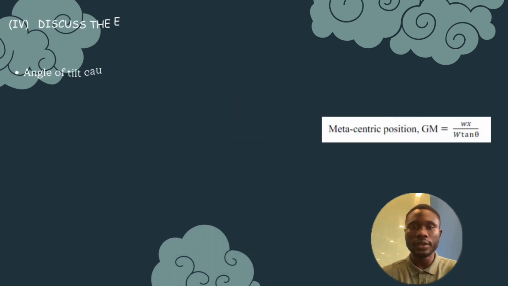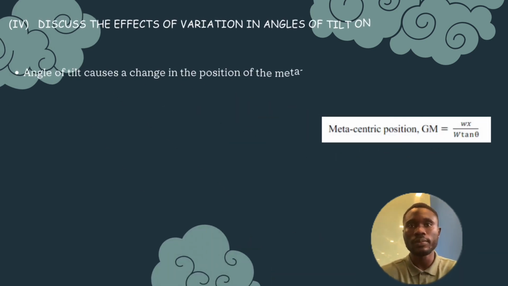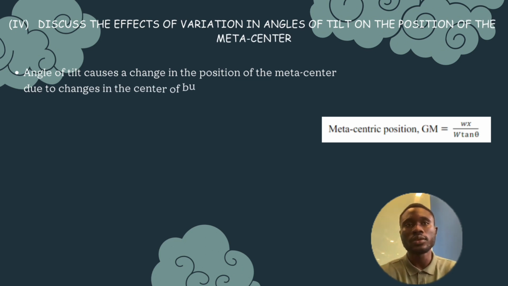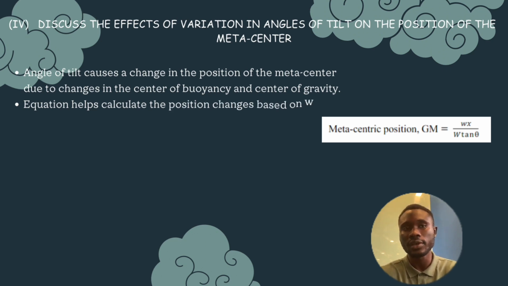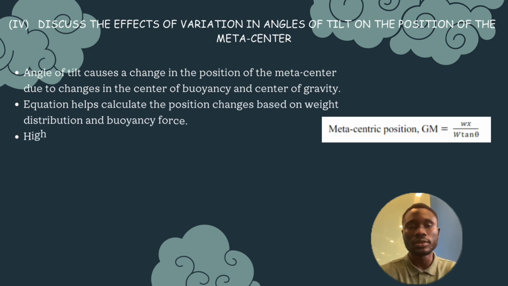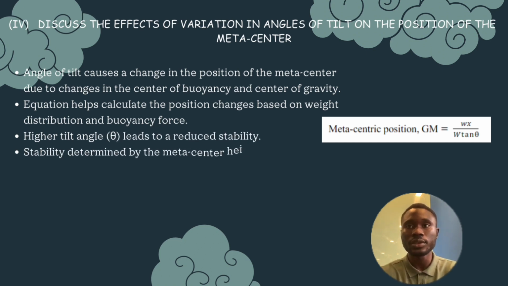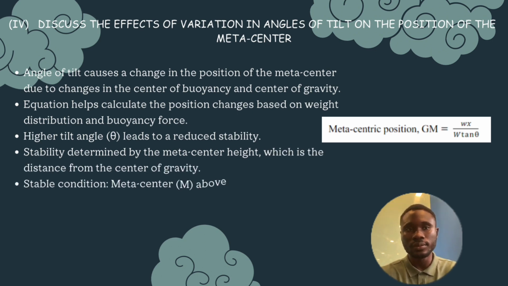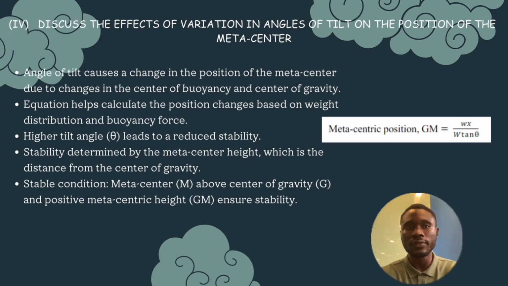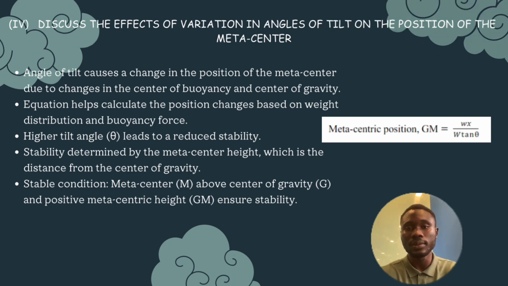Further, I will be discussing the variation in angle of tilt on the position of metacenter. Angle of tilt causes a change in position of metacenter due to change in the center of buoyancy and center of gravity, as described by the equation. The equation helps calculate the position change based on weight distribution and buoyancy force. Higher tilt angle leads to reduced stability. Stability is determined by the metacentric height, which is the distance from the center of gravity. Stable condition: metacenter above the center of gravity and positive metacentric height ensures stability.